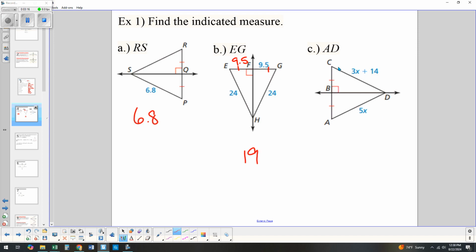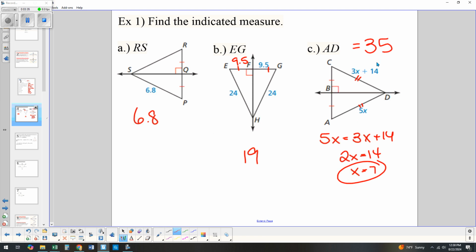And for C, we could see that it's perpendicular and has bisected, making these the same. So I could set 5x equal to 3x plus 14. 2x is 14 and x is 7. So if I wanted to find AD, 5 times 7 is 35.